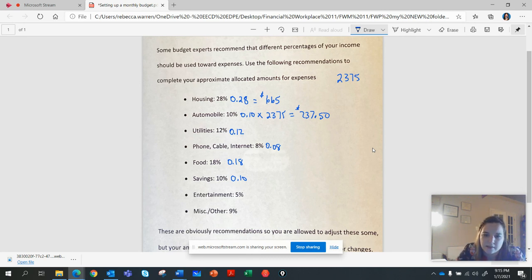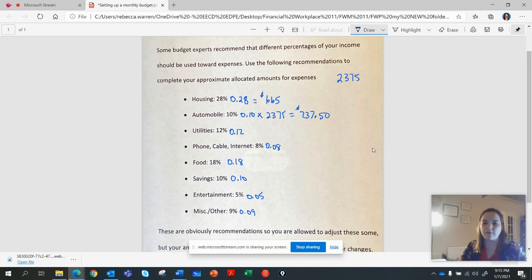And then 5%, which is 0.05 times your net monthly pay. Should be about half of what you calculated for this one. And then 9%, 0.09 times your net monthly pay.